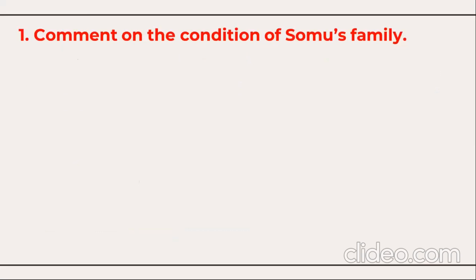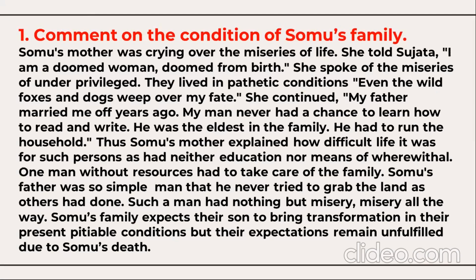To begin with, comment on the condition of Somu's family. Somu's mother was crying over the miseries of life. She told Sujata, I'm a doomed woman, doomed from birth. She spoke of the miseries of the underprivileged. They lived in pathetic conditions. Even the wild foxes and dogs weep over my fate, she said. She said, my father married me off years ago. My man never had a chance to learn how to read and write. He was the eldest in the family. He had to run the household.